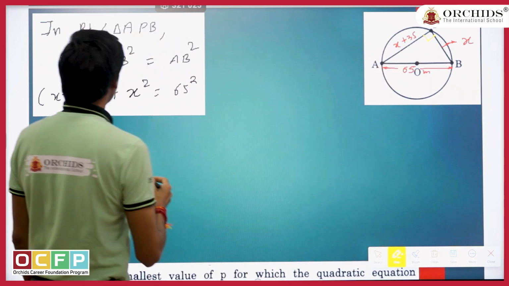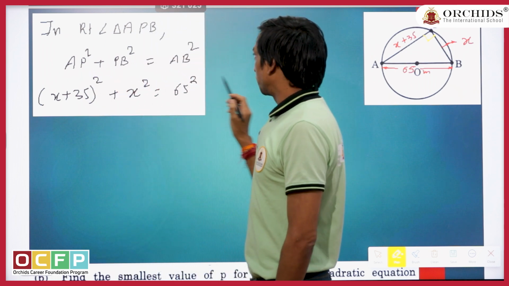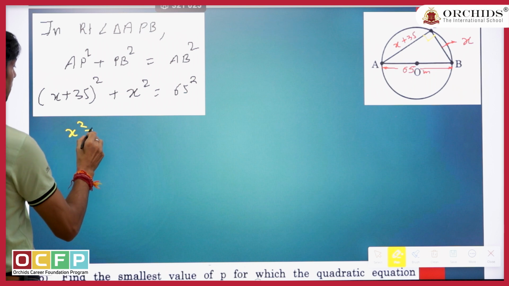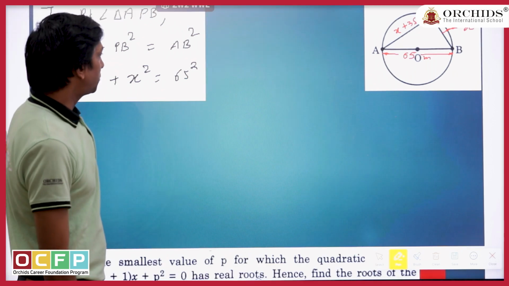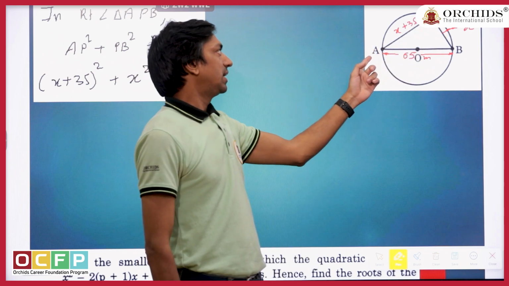So by using the Pythagoras theorem, I can say that in this triangle we'll get the equation AP square plus PB square equal to AB square. When we solve this equation, what do we get? x square plus 35 square, and 35 square is 1225. In this problem, we first have to find the value of x, so that we can find the distance of point P from A as well as from B.